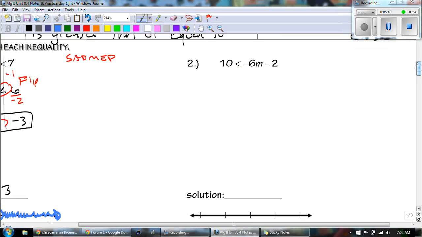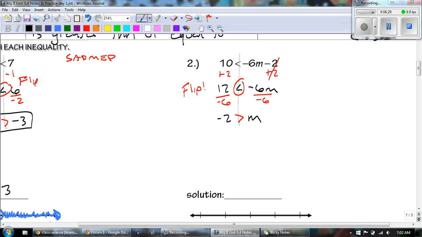Okay. Next one. Number 2. Now, when we finish these, we want our inequality, the variable, to be on the left-hand side. So I'm going to show you what we're going to do in just a second. Okay, so once again, I have to divide by a negative, and when I divide by a negative, I need to flip the symbol. 12 divided by -6 is -2, and then my m is over there.